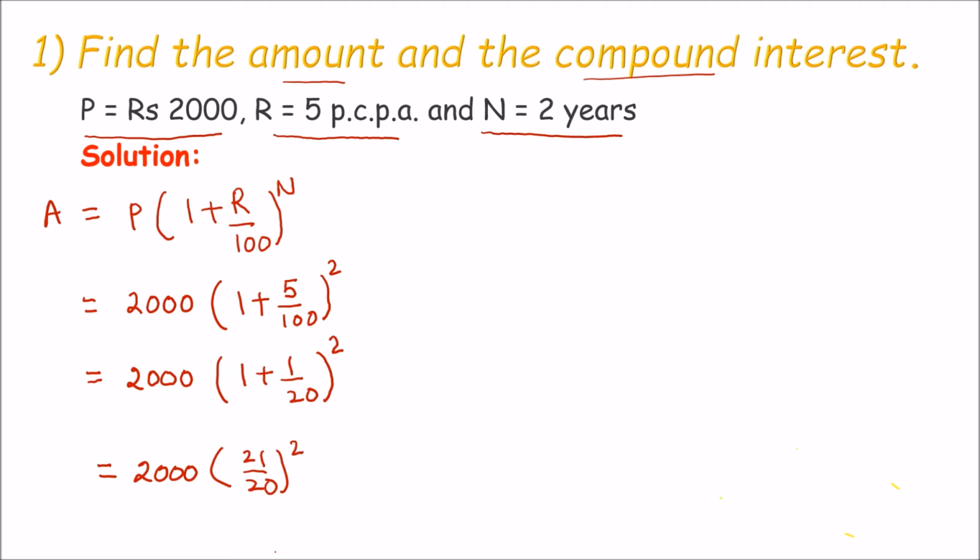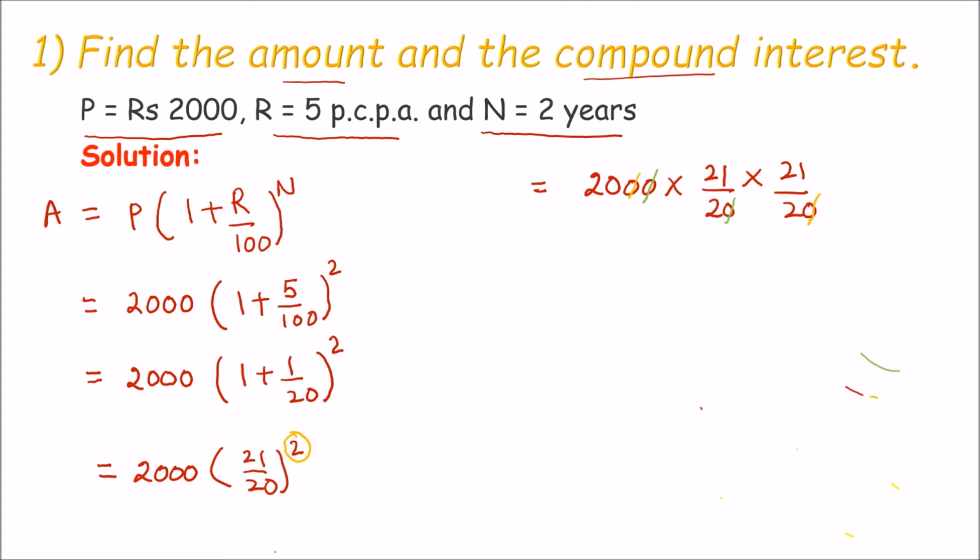Okay, now we'll simplify it further. So we'll get 2000 into, now you can see here the power of 21 upon 20 is 2. It means 21 upon 20 has to be taken 2 times in a multiplication. So we'll get 21 upon 20 into 21 upon 20. Now we'll go for the cancellation part. Let's see how to do the cancellation. You can cancel this 0 with this 0. Similarly, you can cancel this 0 with this 0.